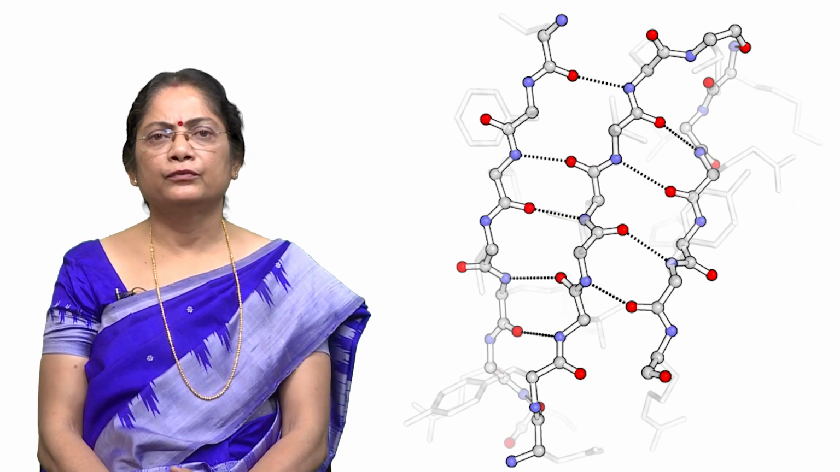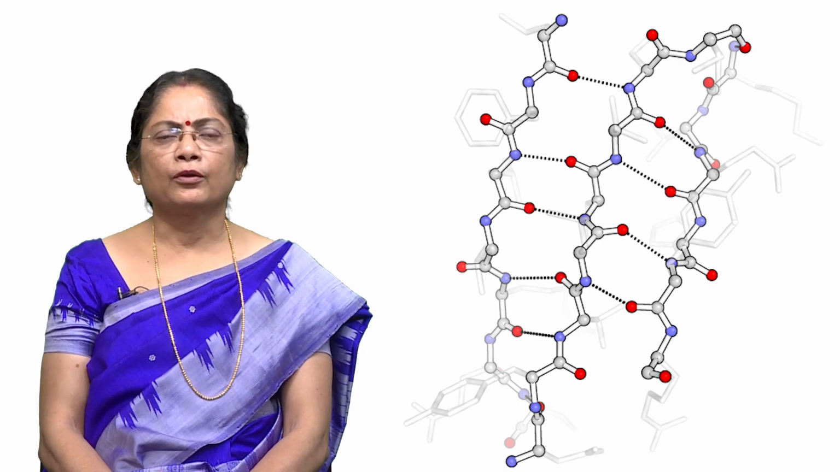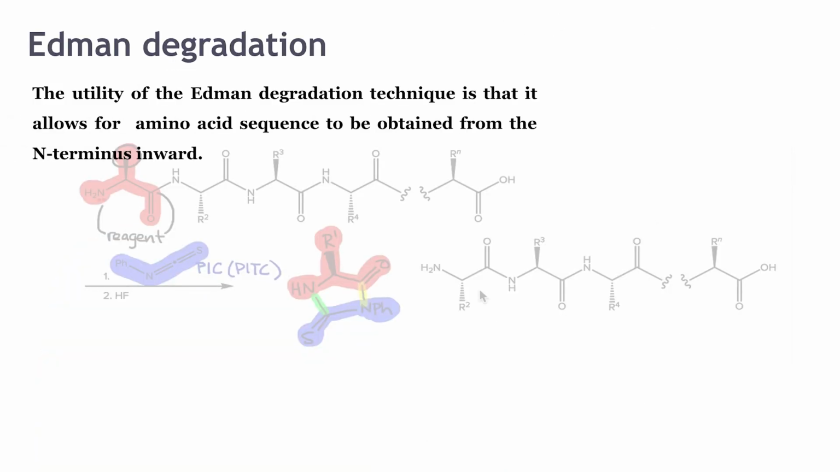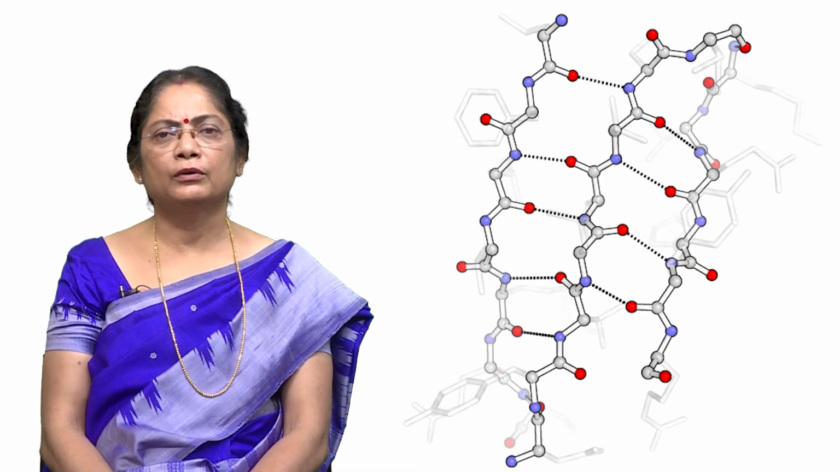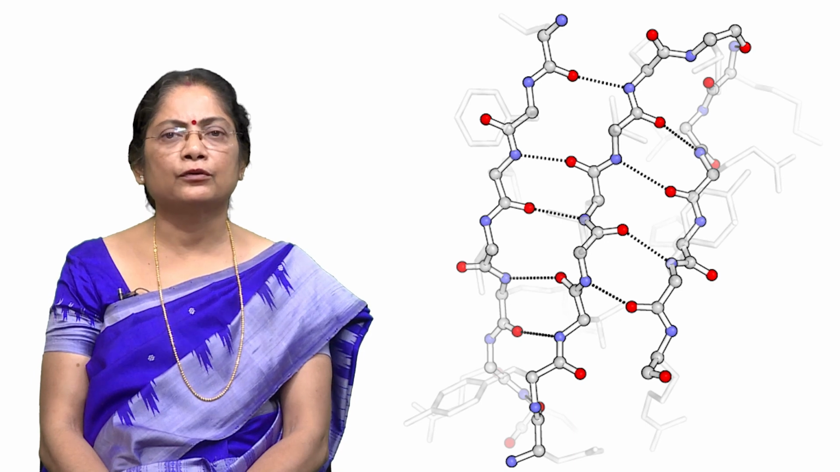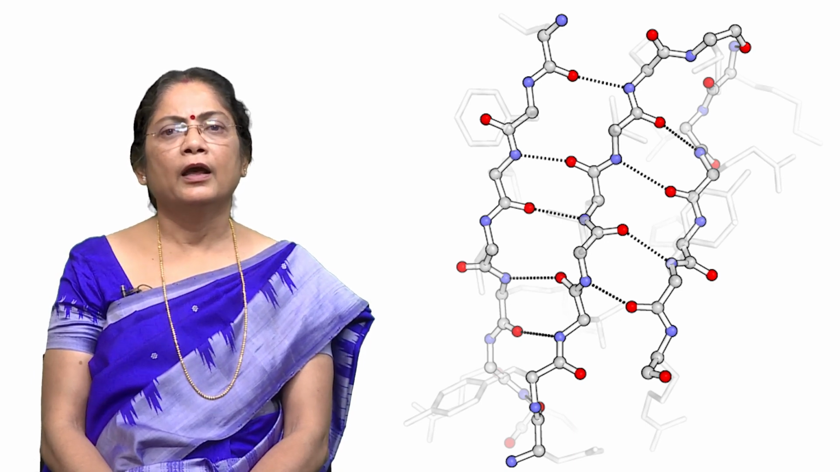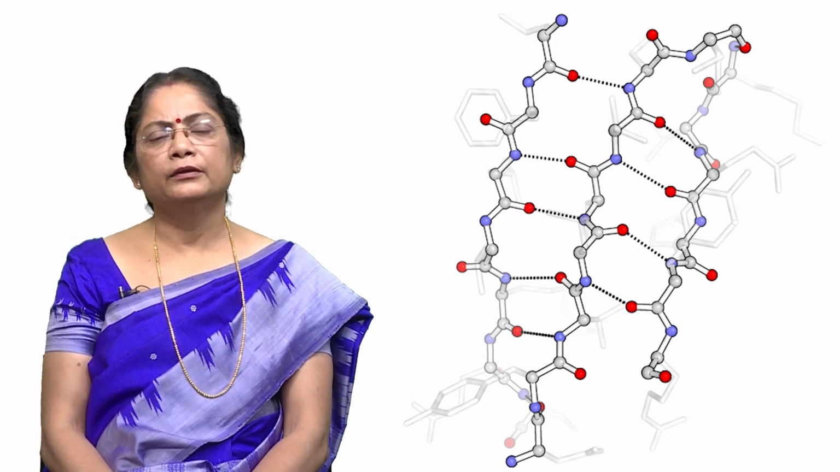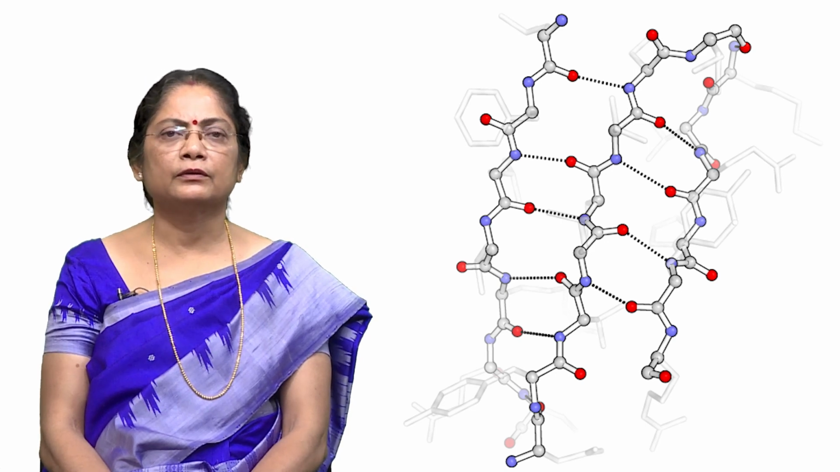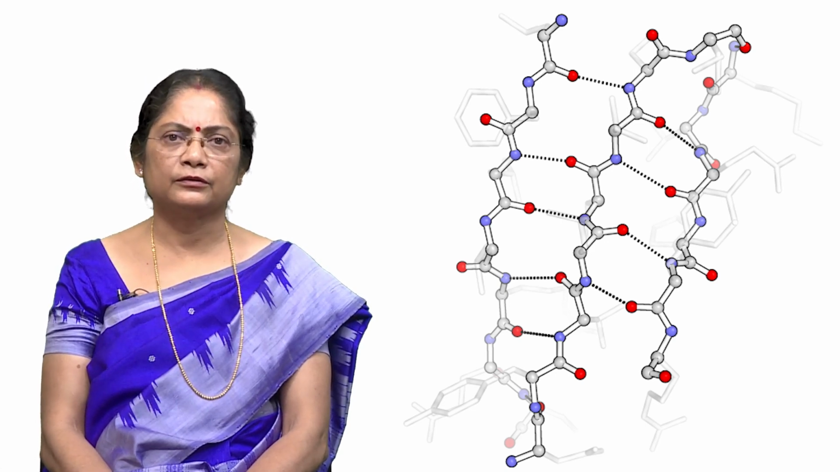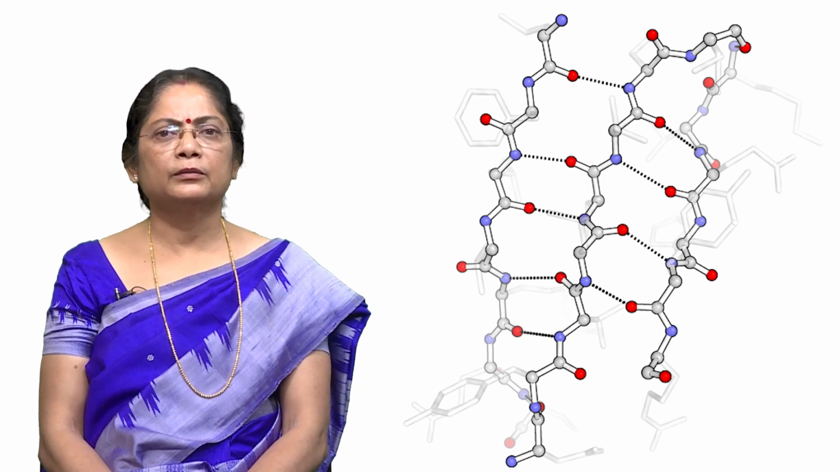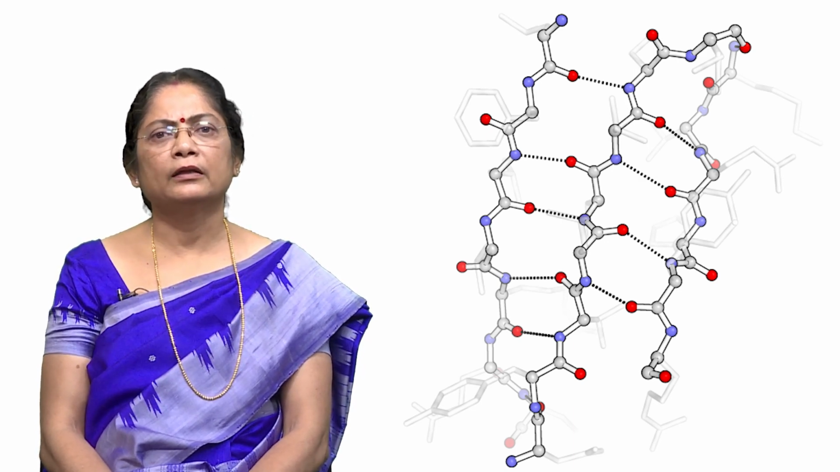Edman degradation, we are talking about Edman degradation. Now, why are we taking Edman degradation? The utility of the Edman degradation technique is that it allows the amino acid sequence to be obtained from the N terminus inwards. Suppose we want to get the sequence of amino acids. We will start with the N terminal end, and the Edman degradation method helps in sequencing the protein in the N terminus region. So, using this method, it is possible to obtain the sequence of proteins.